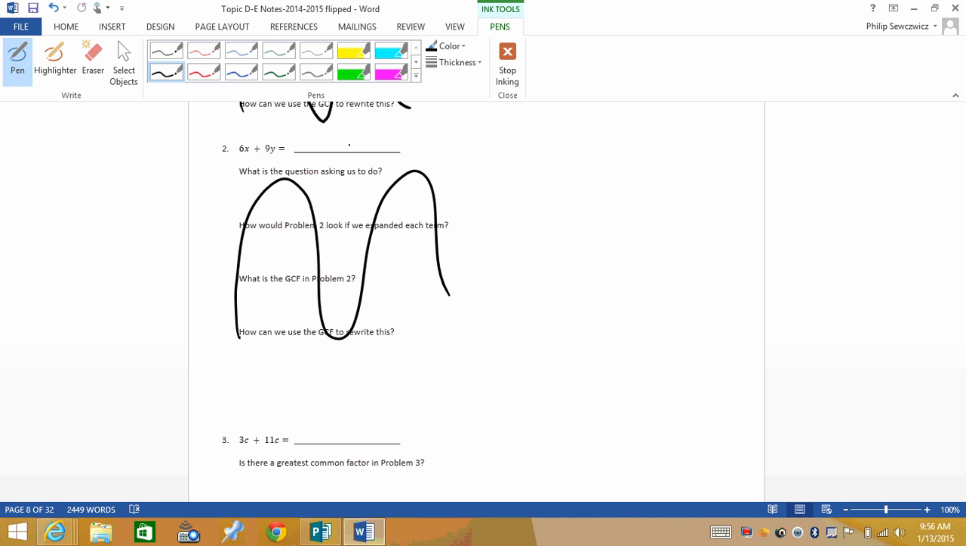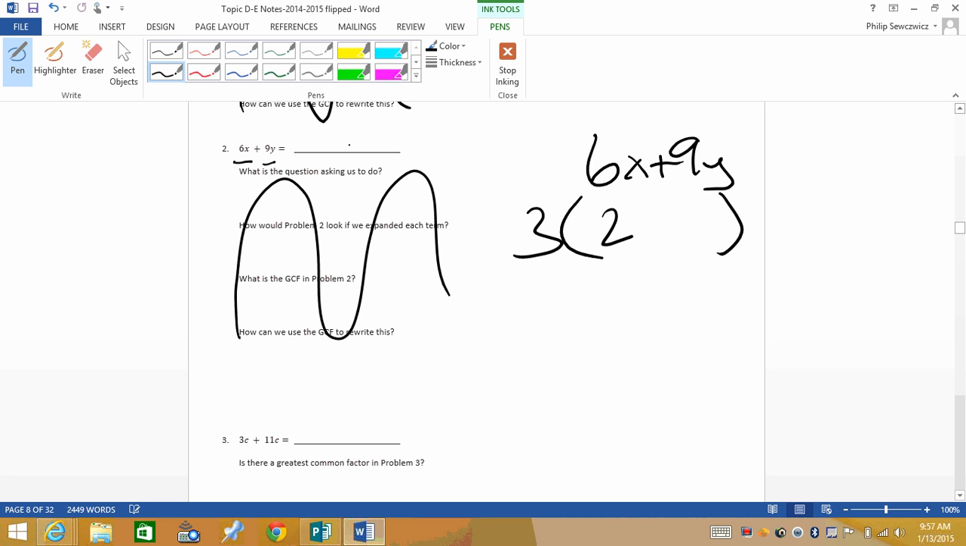Well, what's the biggest number that goes into 6 and goes into 9? Well, yeah, it's 3. So the whole idea is that we got 6x plus 9y. 3 is the biggest number. So 3 times what is 6x? So 3 times what is 6? Well, 2. So it's 2x, and check, is 3 times 2x equal to 6x? It is. Bring down your addition sign. 3 times what is 9y? So in other words, 3 times what is 9? Well, that's 3. So it is 3 times 2x plus 3y. So there is our official answer that we've got.